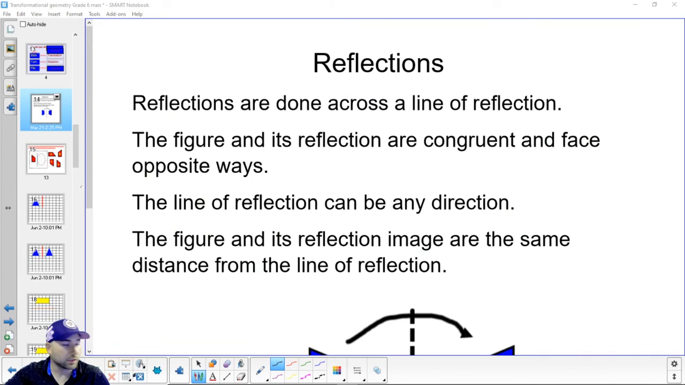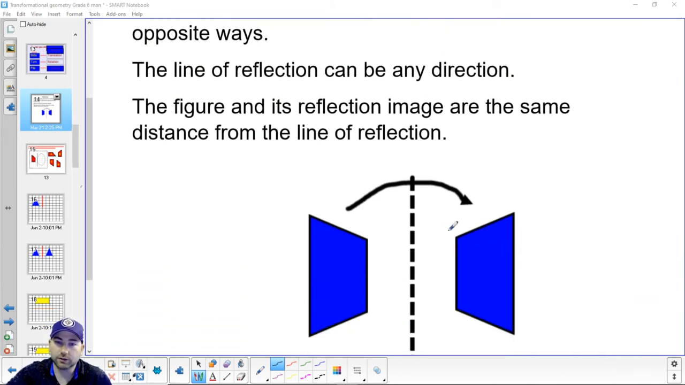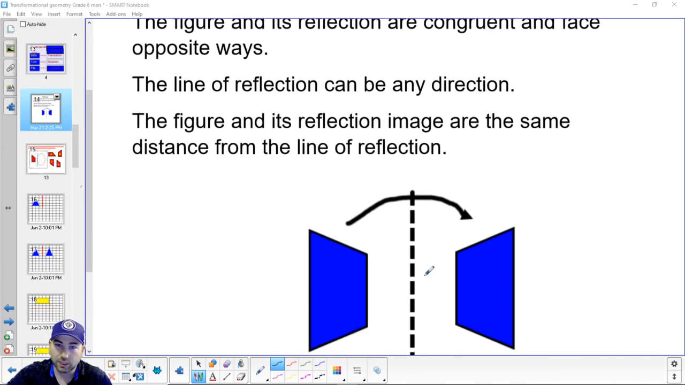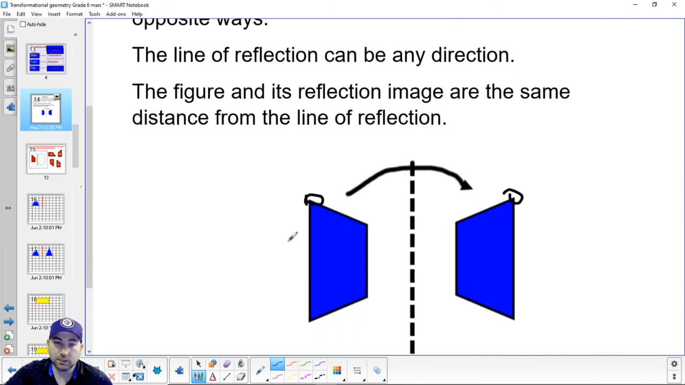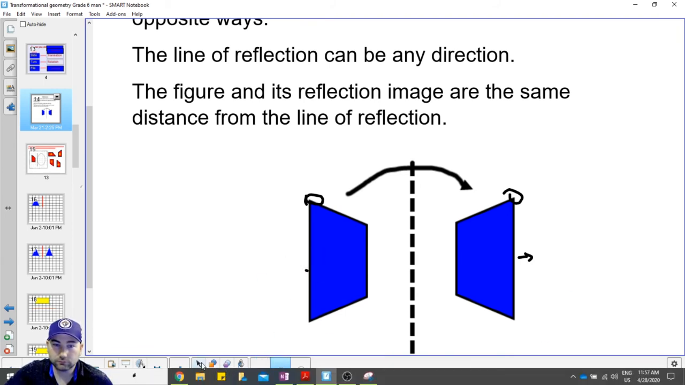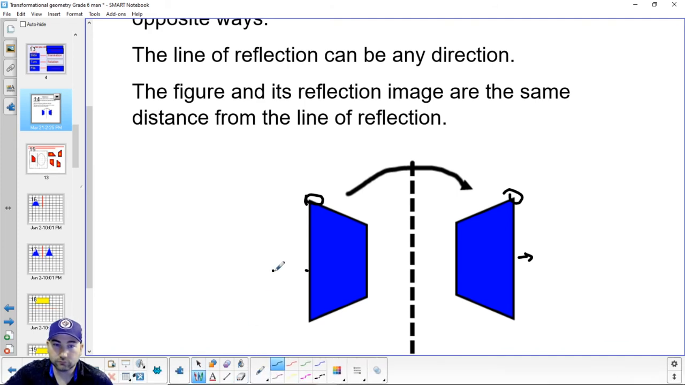Reflections are done across a line of reflection. So here is a line of reflection, and it literally flips over top. So this corner becomes this corner. It flips upside down. The figure and its reflection are congruent and face opposite ways. So this was up, and it's now facing that way. They're facing opposite ways now. So this was facing this way and is now facing this way.